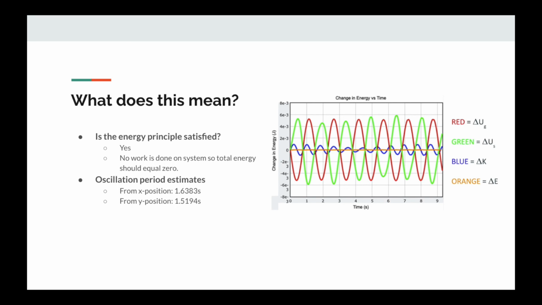And then what I was saying beforehand, back on the last slide, about updating the periods based on the x and y position, I found the x position period to be 1.6383 seconds and the y position to be 1.5149 seconds. And so if we would have used this x position period, then it probably would have made our last set of graphs more accurate.